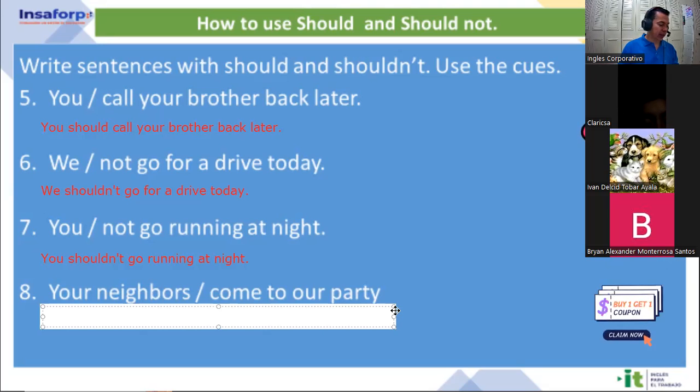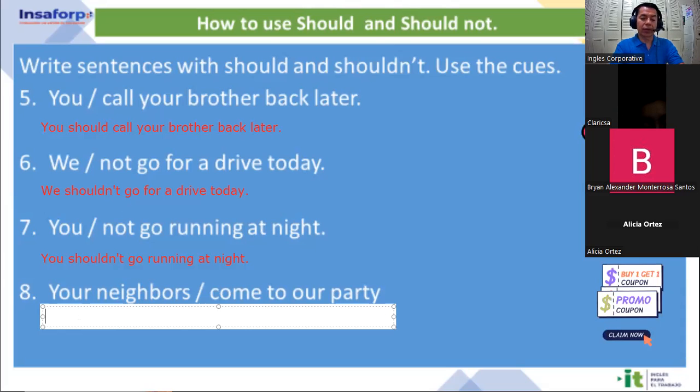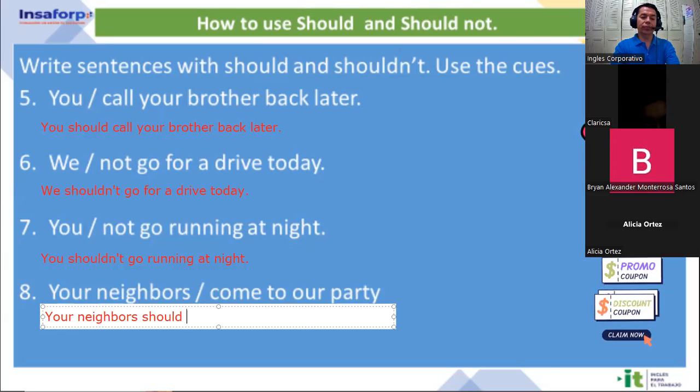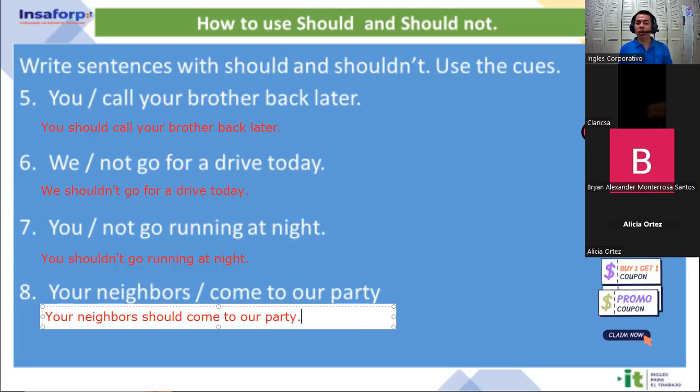And Alicia, please. Number 8, Alicia. Your neighborhood should come to our party. Let's go to the party and let's take the elevator with Harry Potter. Okay, so your neighbors should come to our party.